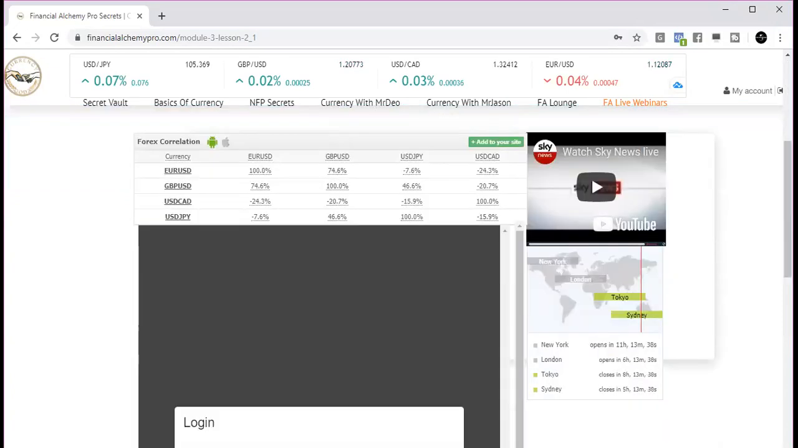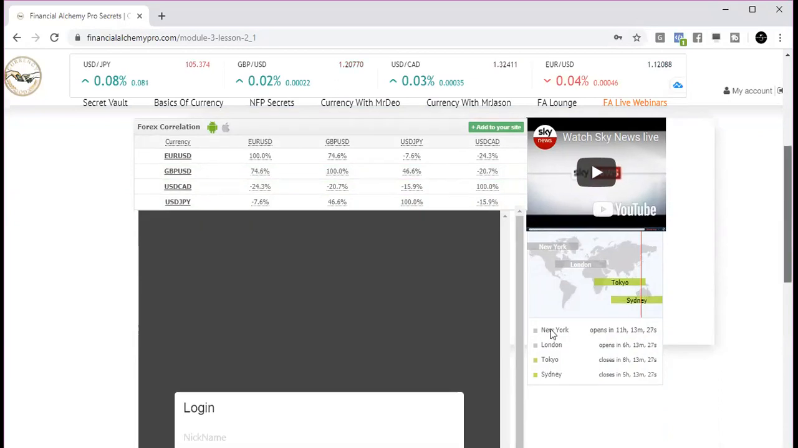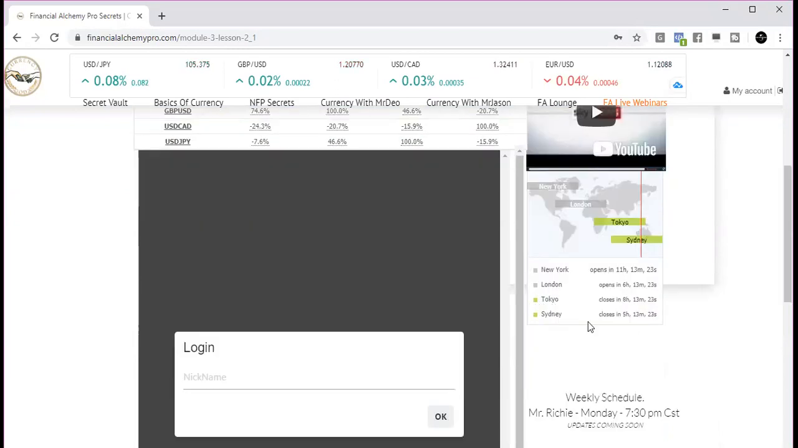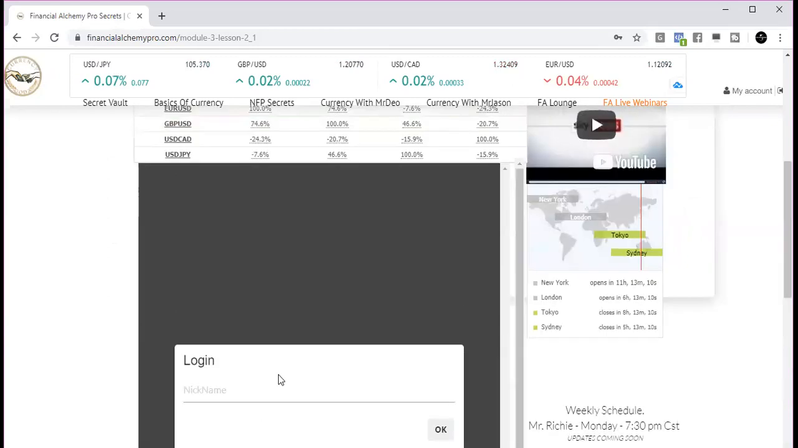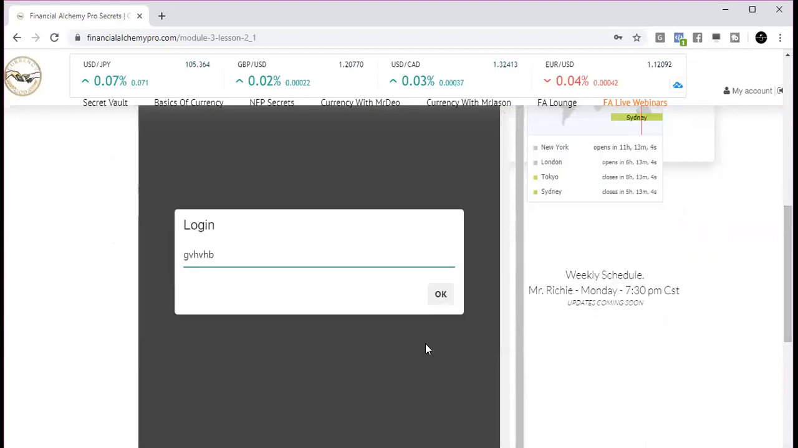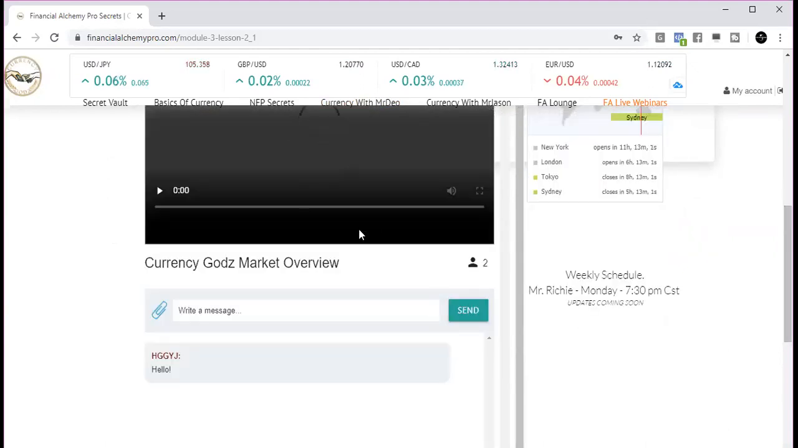On this FA Live Webinars tab, you have the Forex correlation, so you see exactly what currencies correlate with the other ones as they do change. You have the different sessions as well, so you know what session you're currently in. Right now, we're in an overlap session between Tokyo and Sydney. Shows you exactly how many hours are left on each one of those sessions as well. Down below, you have basically the economic events. So you can also use this for your economic data sheets as well. And the replays, the only thing you're going to do is just type in whatever nickname you want to put there, and you'll be able to watch the previous live replay here.